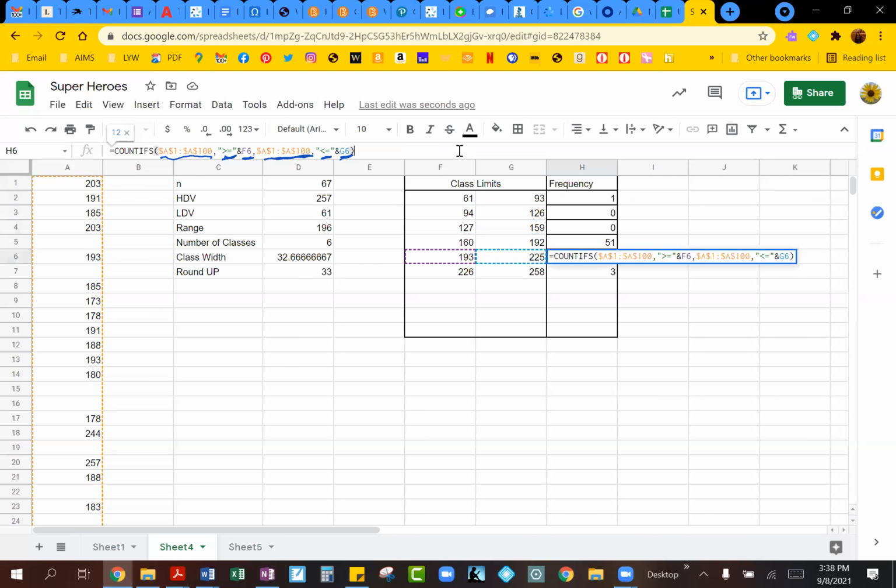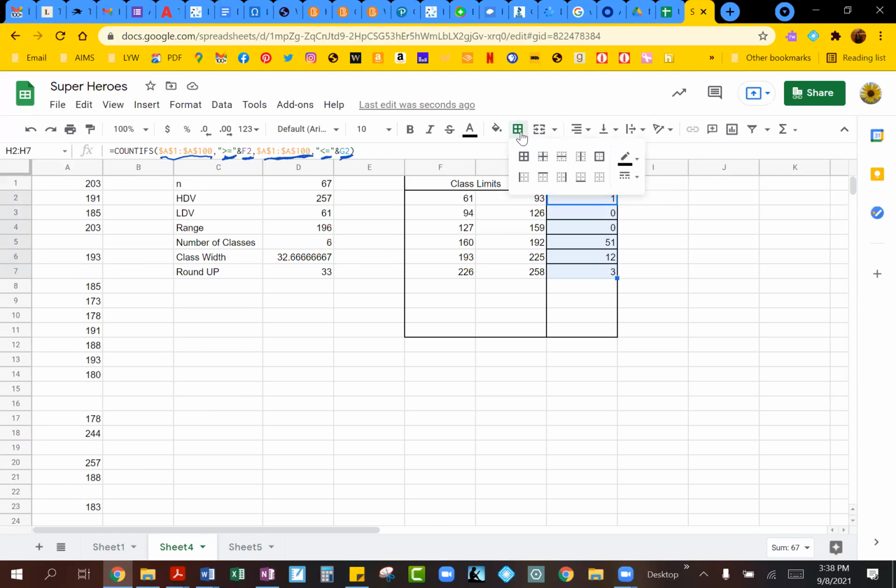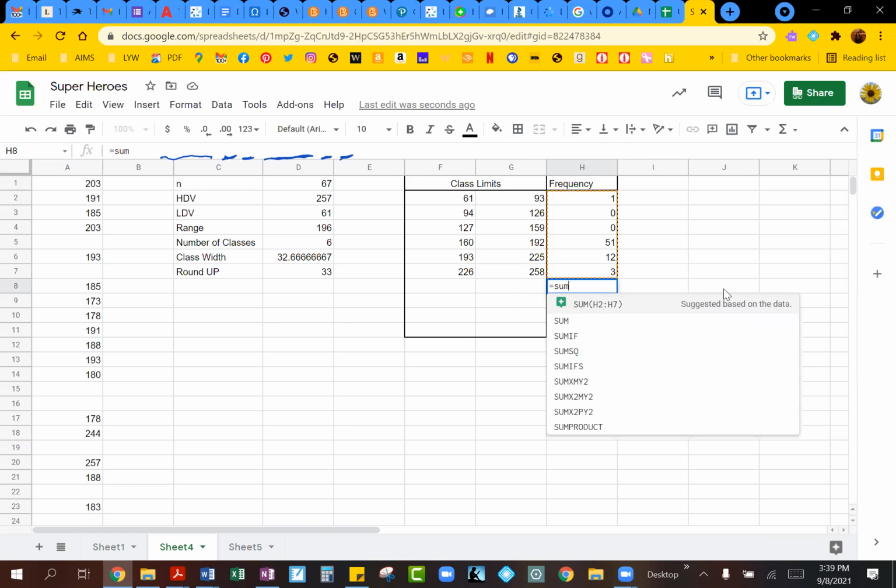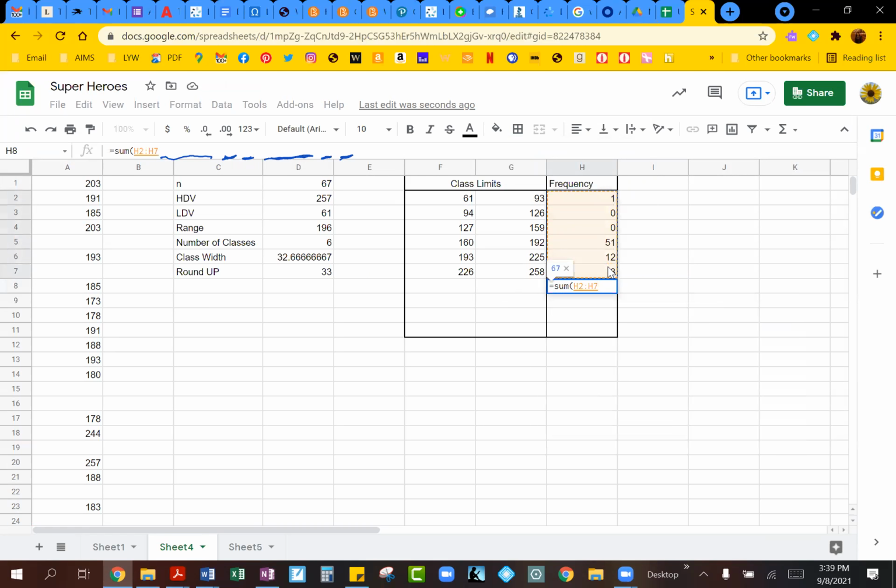So this is another way of working through your frequency. You can do the tally like it's showing you in your handout, or you can use this COUNTIFS function that you have over here. And when we go ahead and add up our column over here, you should have a total of, what was it? We had 67 data items. So this total should come out to be 67. So again, I'm just going to use the sum function, and I'm going to add up this frequency column of ours. And you will see if your calculations are correct, your frequencies should add up to 67.